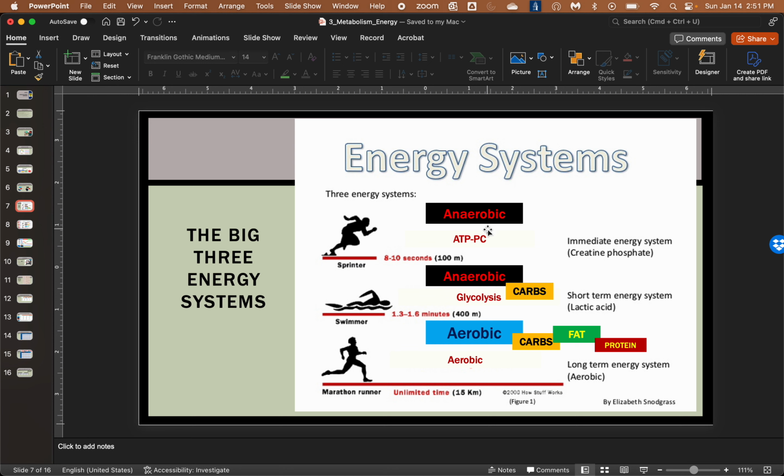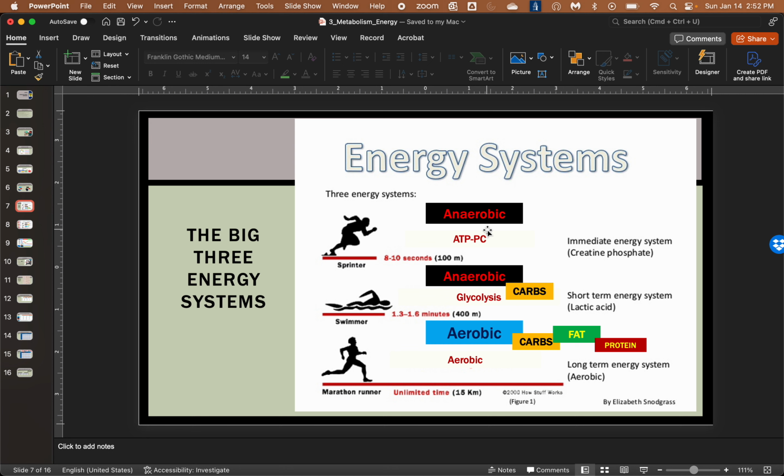We have what's called the ATP-PC system, which is an immediate, snapping-my-fingers, immediate energy system. It uses a molecule called creatine phosphate. That's why it's called the ATP-PC system. That stands for ATP phosphocreatine system. Okay, and if you've ever heard the word creatine before, the system that's most affected by supplementing with creatine is this one. Okay, it's super fast. It's used for energy for exercise that is very short and explosive.